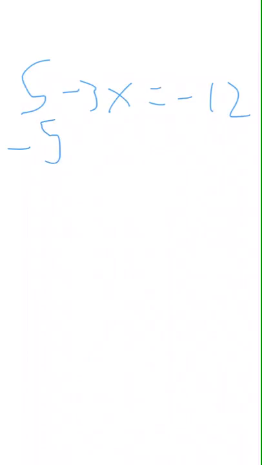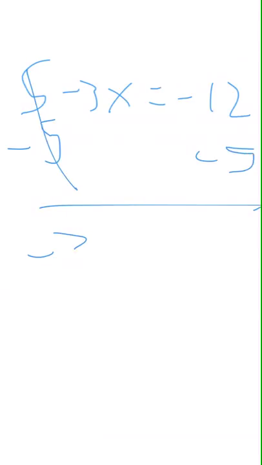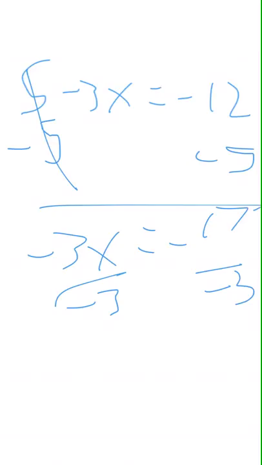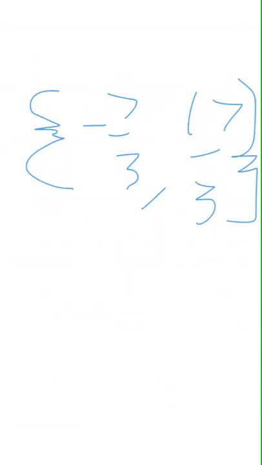So if we subtract 5 from both sides, those cancel out, so you have -3x is equal to -17. Divide by -3, and x is equal to +17/3. Alright, so we can write our solution set with brackets. With squiggly brackets, it'd be -7/3 and +17/3.